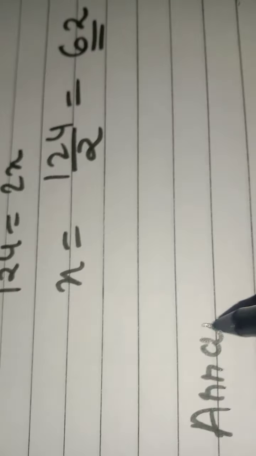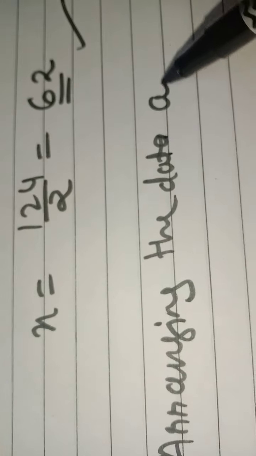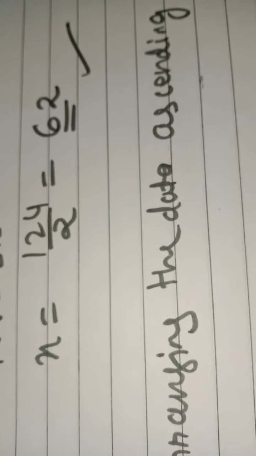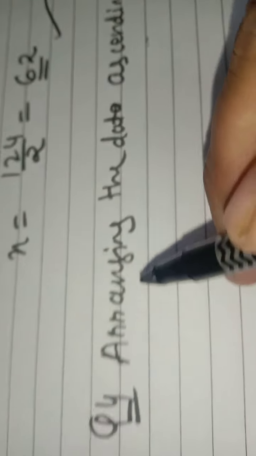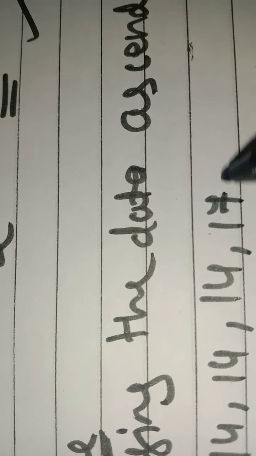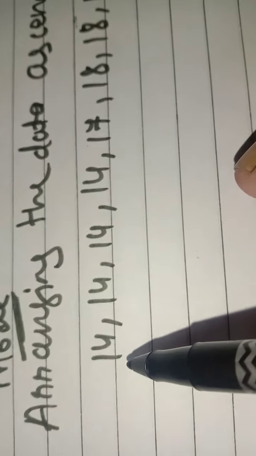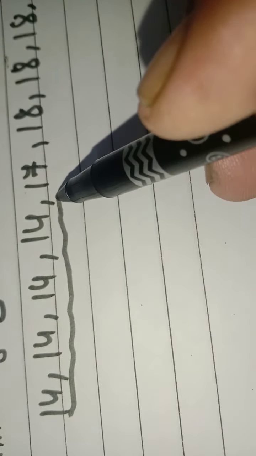arranging the data in ascending order, we will get, it's question number 4, we have to find the mode. So we can write here 14, 14, 14, 14, 17, 18, 18, 18, 22, 23, 25, 28. So clearly it can be seen that the repeated observation is 14.